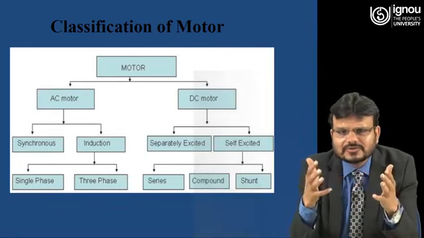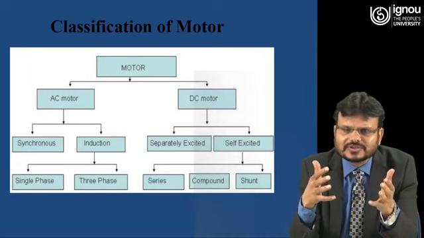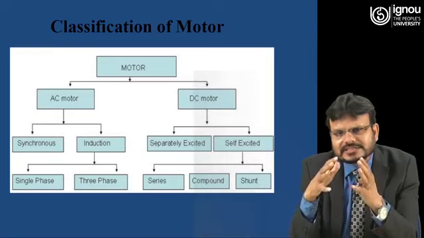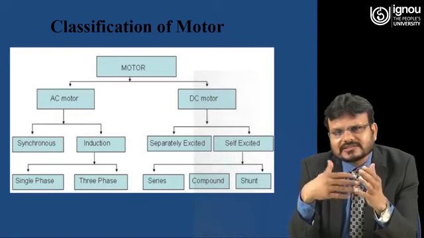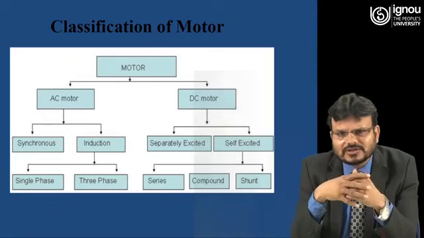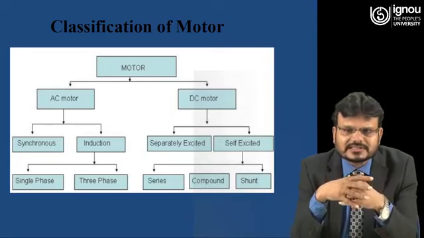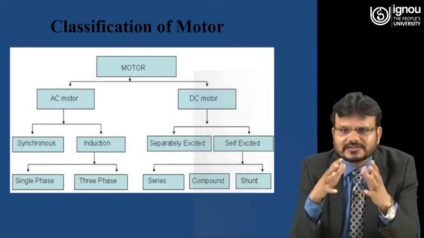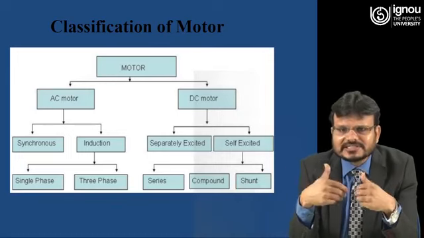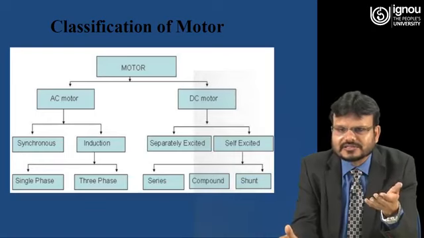As you know, a motor can be classified as an AC motor and a DC motor. What is a DC motor? In a DC motor you give some DC supply, then you get some mechanical output in terms of torque. That has already been discussed in detail in the previous session. This DC motor can again be classified as self-excited motor and separately excited motor.